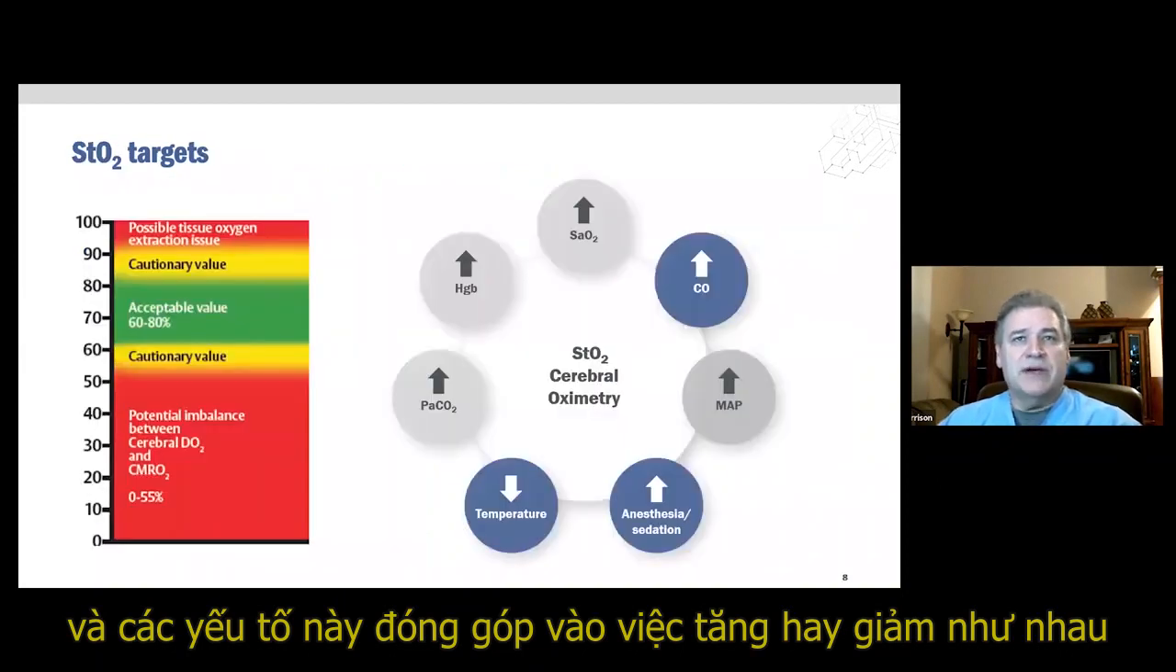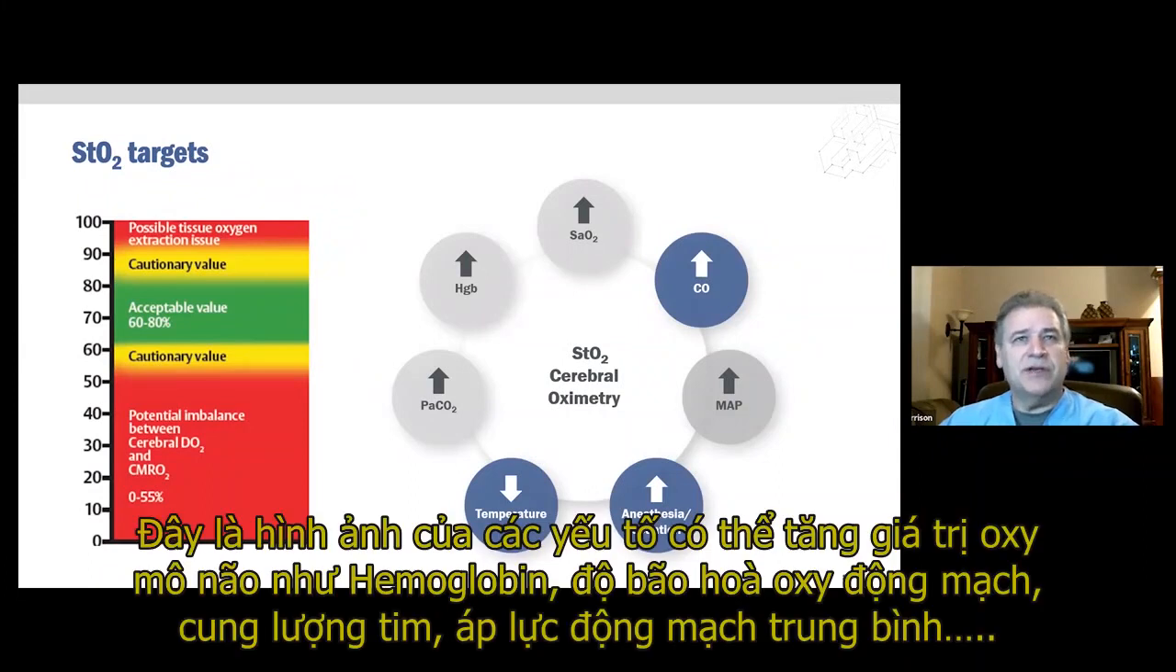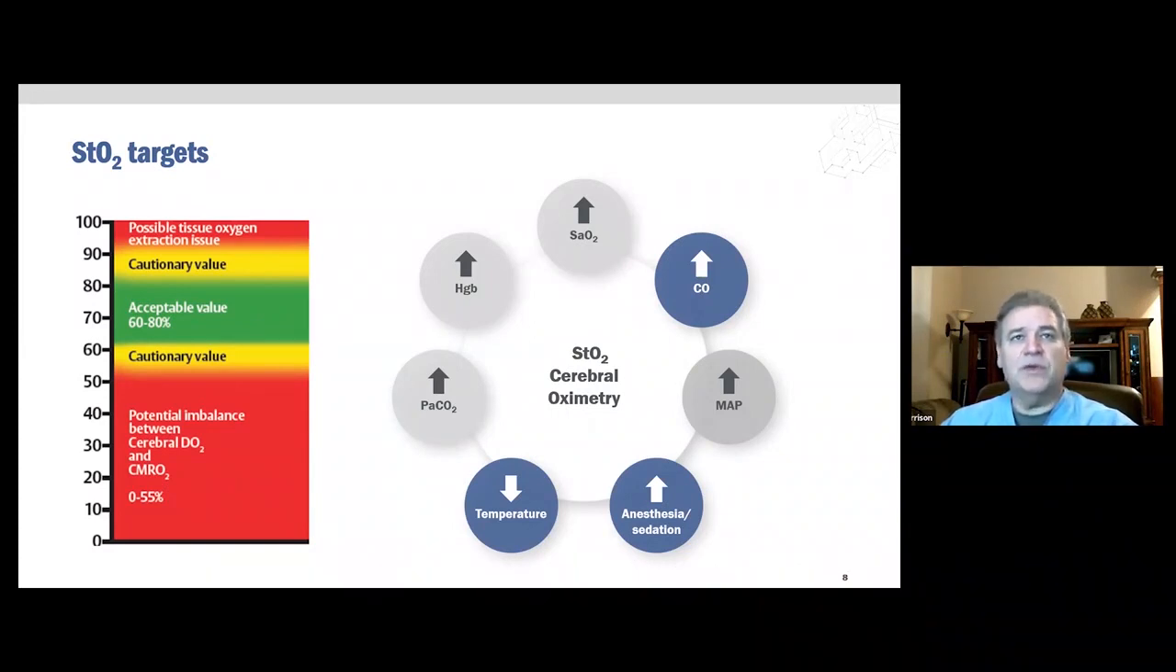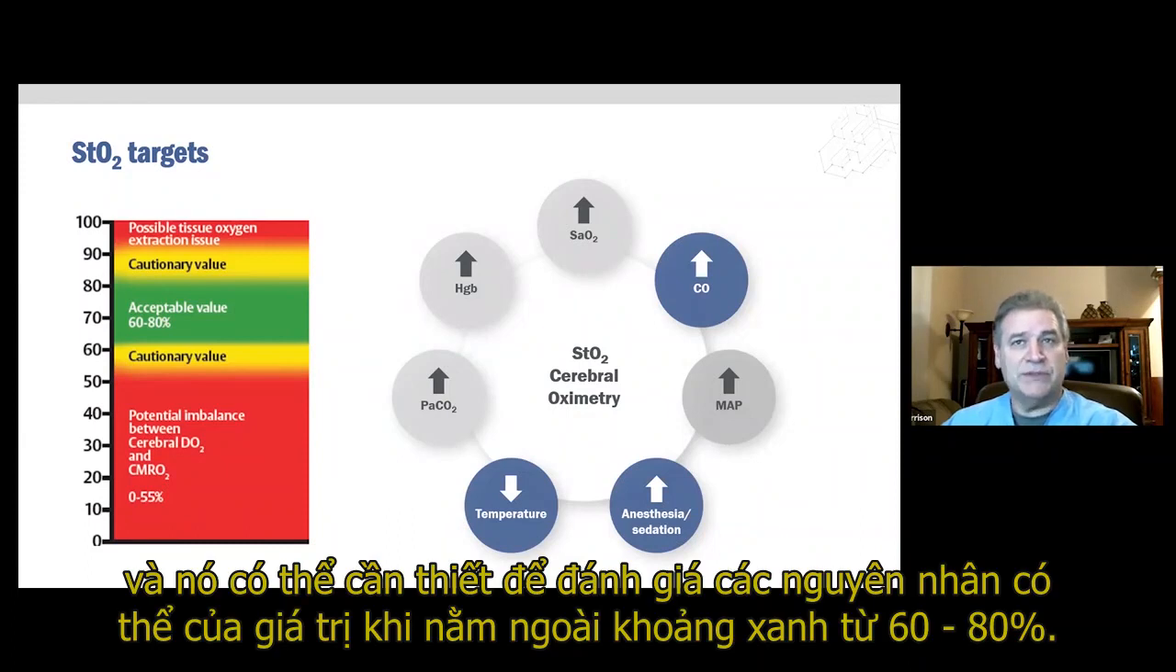And this is a snapshot of the factors that could potentially increase regional cerebral tissue oximetry values, such again as hemoglobin, arterial saturations, cardiac output, mean arterial pressure, etc., as well as a range of values that can be used as a guide to let you know when you are in a safe zone, indicated by the green area, and when it may be necessary to evaluate potential causes of values outside of that green 60 to 80% range.